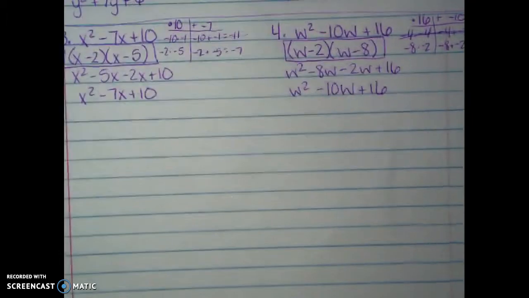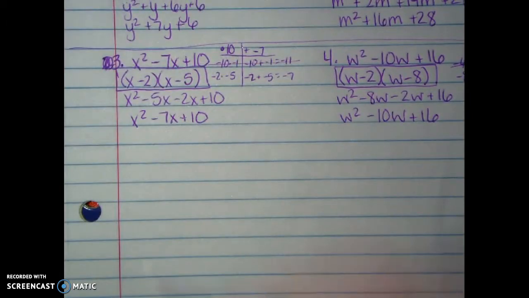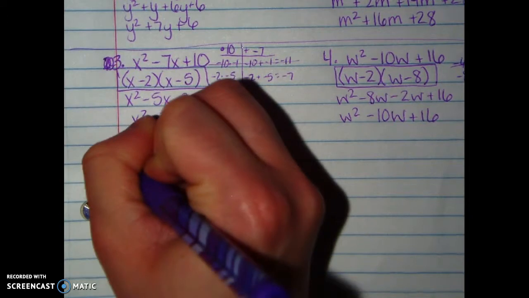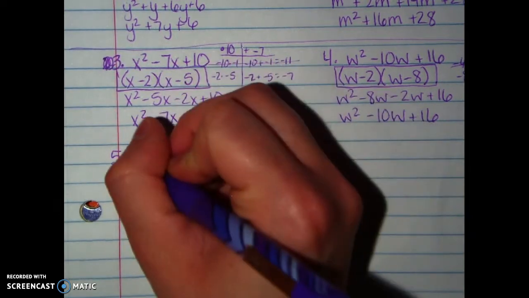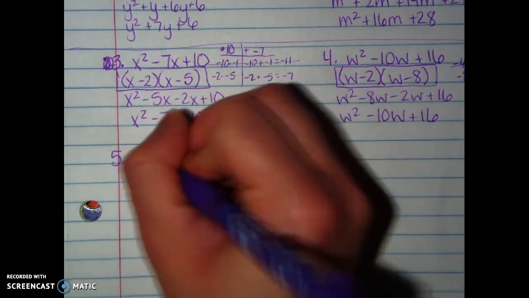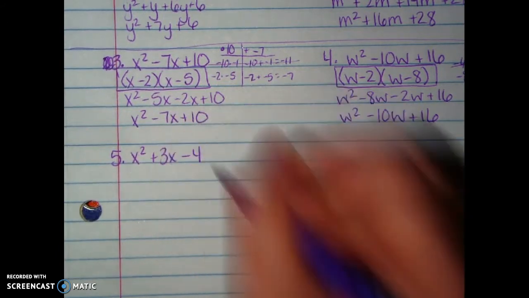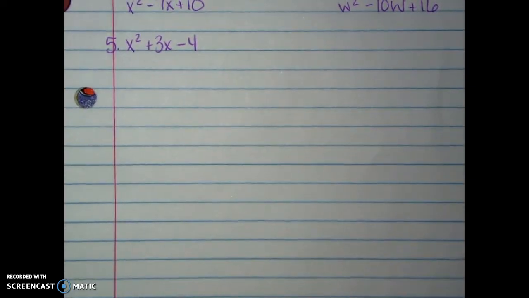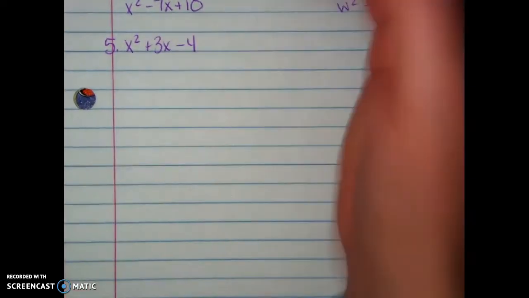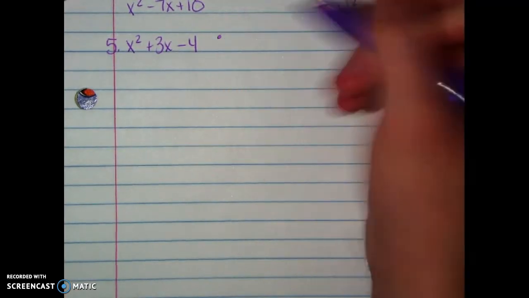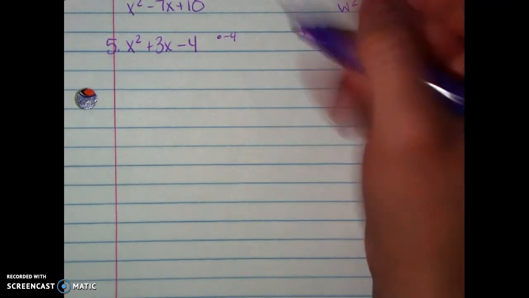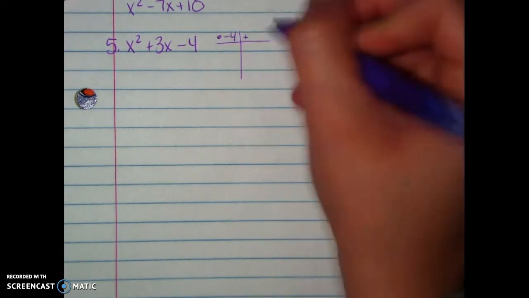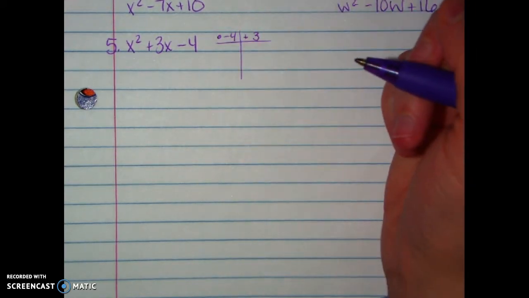Okay, now let's look at a couple where it is plus minus. So number 5, x squared plus 3x minus 4. Now this is where it gets interesting because the next ones that we do are going to be one of each. So one positive, one negative. Okay, so this one you need to multiply to get negative 4. And you're going to add to get 3. You need one of each, one positive, one negative number.